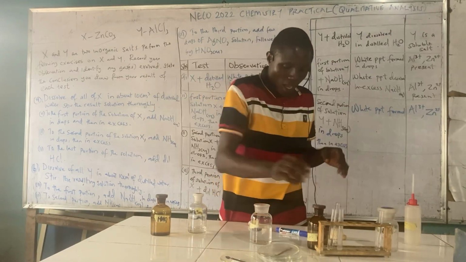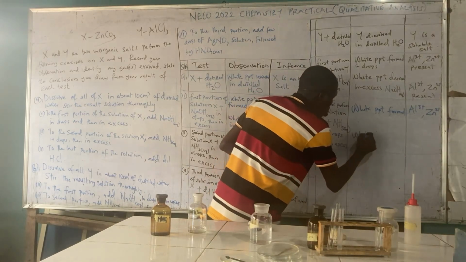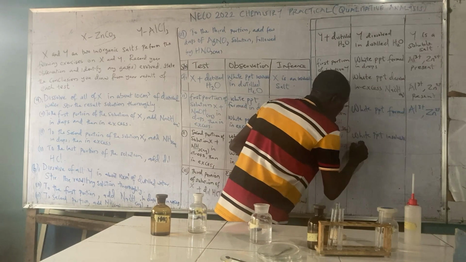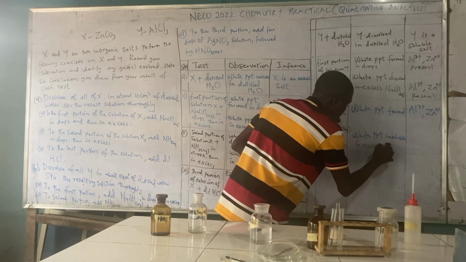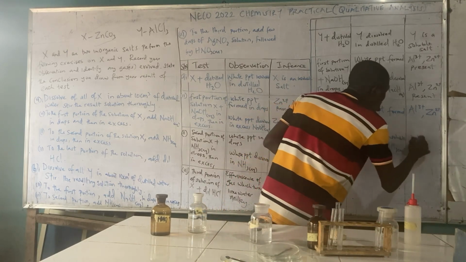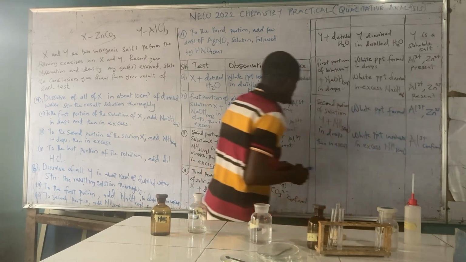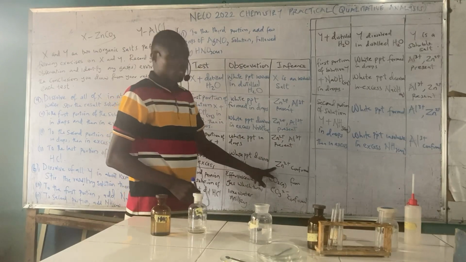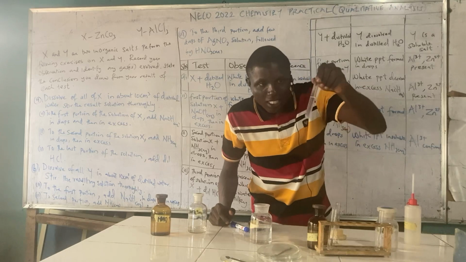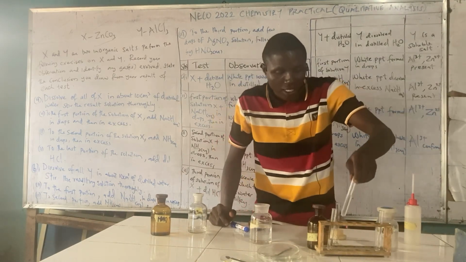So now we have what? We have white precipitate that is insoluble in excess aqueous ammonia. So aluminium 3 plus confirmed, unlike this one. You can see that it's not soluble, unlike the one that we did the other time that is soluble.